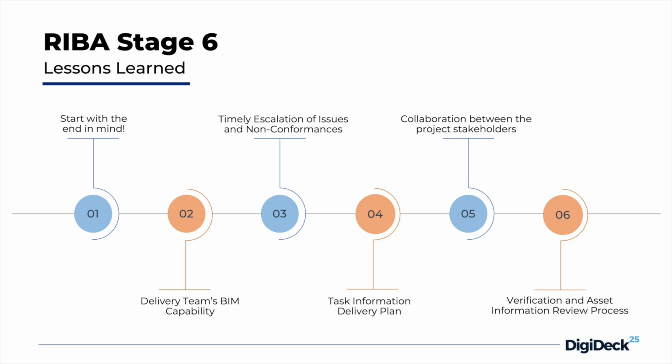Based on our experience on Project A and Project B, we captured a few points that we want to point out as the lessons learned. The first point is start with the end in mind, which means include the facility management team at the start of the design process, because they will help you to specify asset information requirements by telling you what exactly they need. The second point is capability.